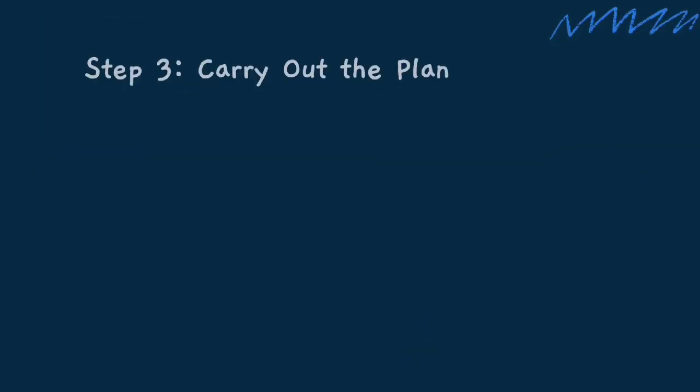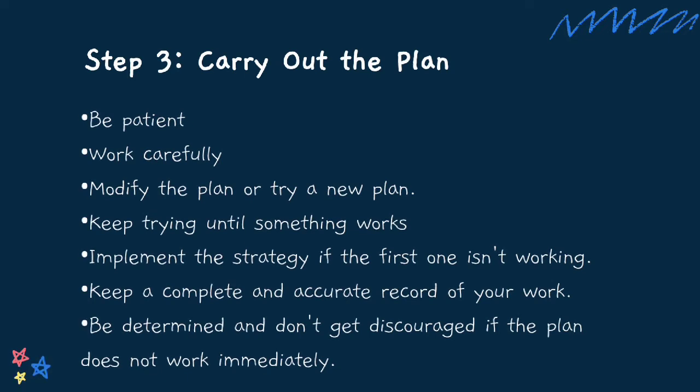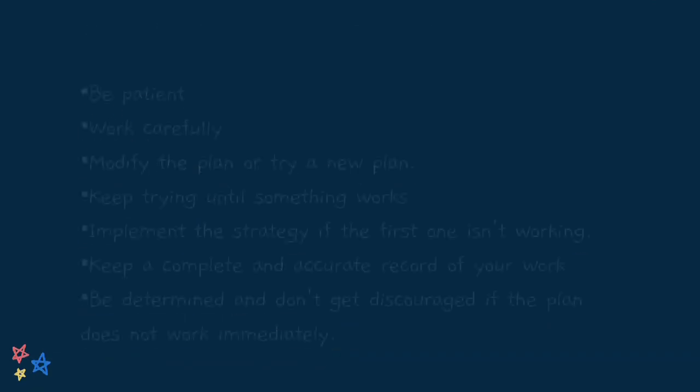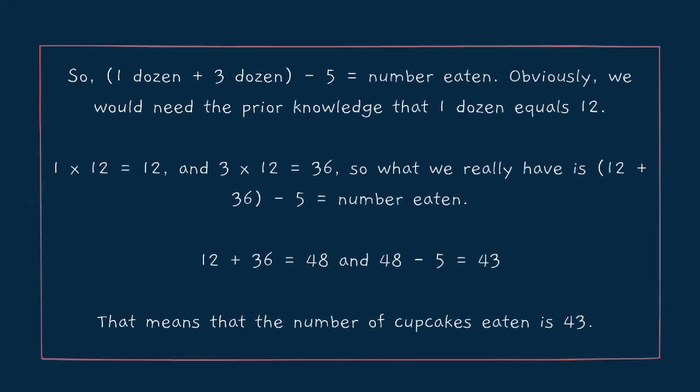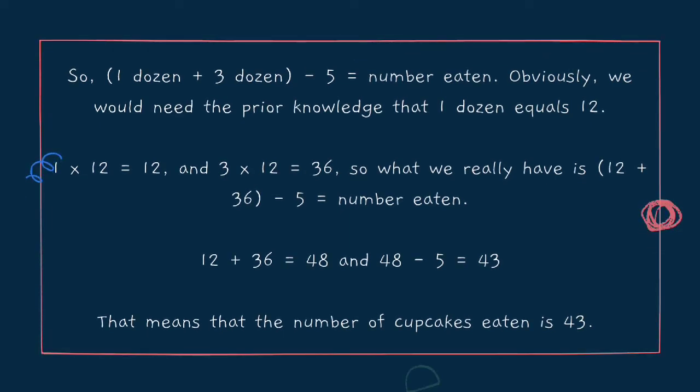The third step in the process is the next logical step: carry out the plan. When you carry out the plan, you should keep a record of your steps as you implement the strategies from step 2. Our plan involved the sub-goal of finding out how many cupcakes were made in total. After that, we needed to know how many were eaten if only 5 remained after the party. To find out, we wrote an equation that would resolve the sub-goal while working toward the main goal. So, 1 dozen plus 3 dozen minus 5 equals the number eaten.